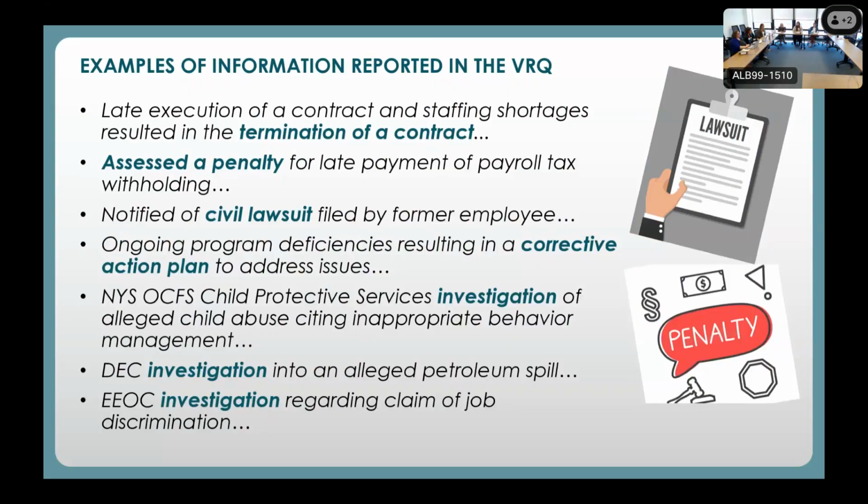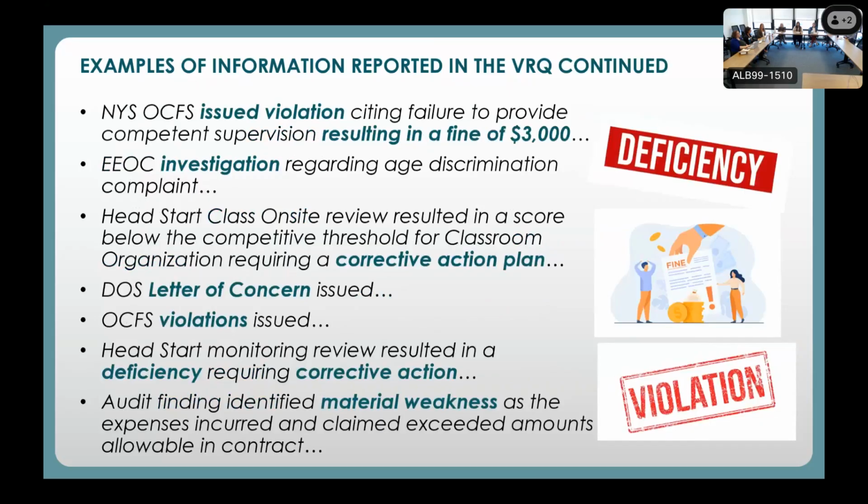So I won't read through, but these are some examples of information that has been reported in the VRQ. In particular, you should just pay attention to the items that are in bold. Those are the keywords. So termination of a contract, if you've been assessed a penalty, if you're in a civil lawsuit, if you have a corrective action plan, and then the last 3 all revolve around investigations. Selah, I think you can go on to the next slide. There's a few more examples.